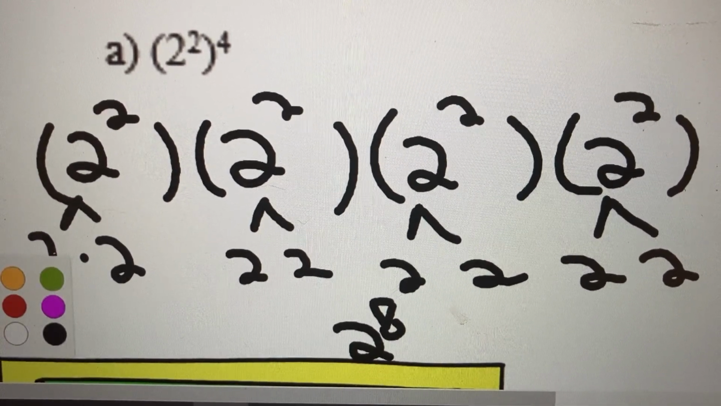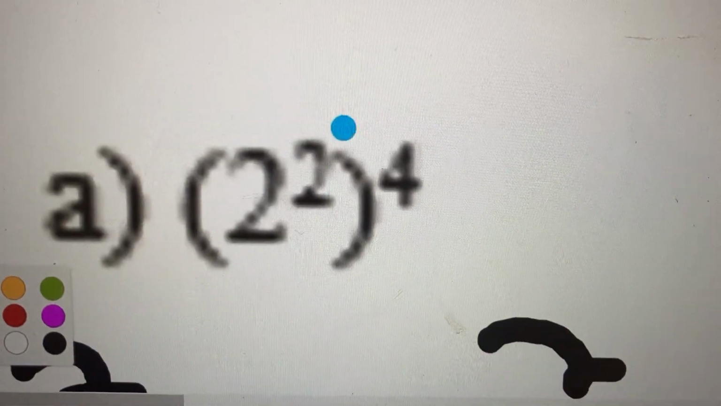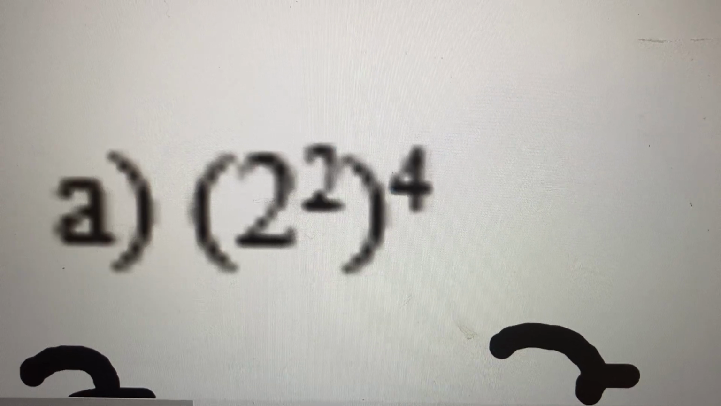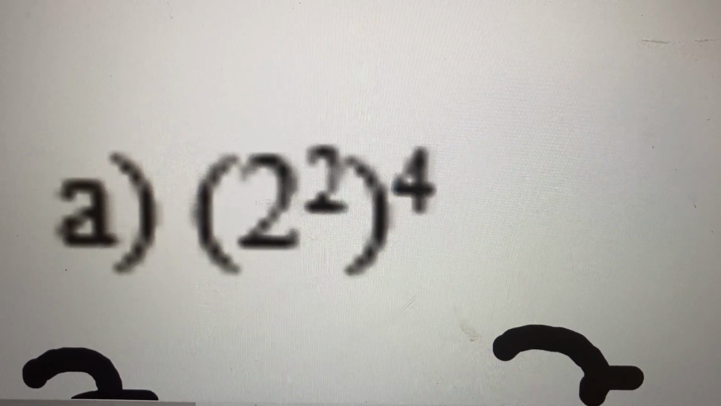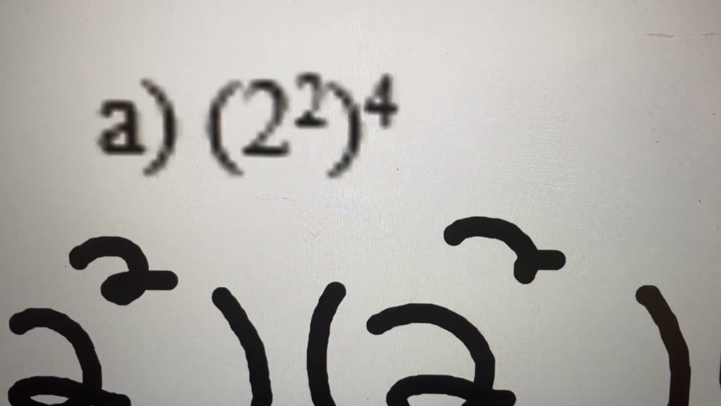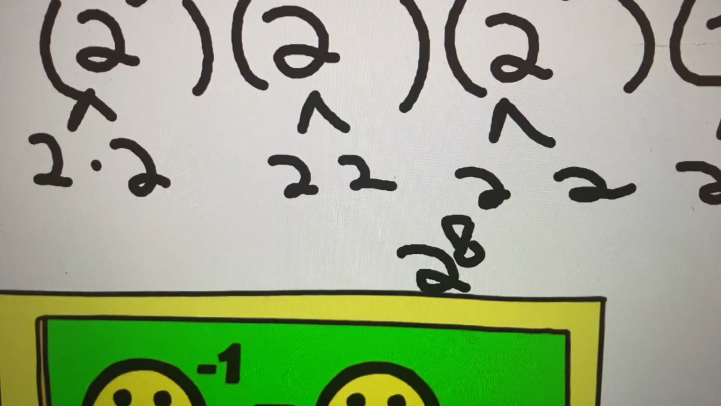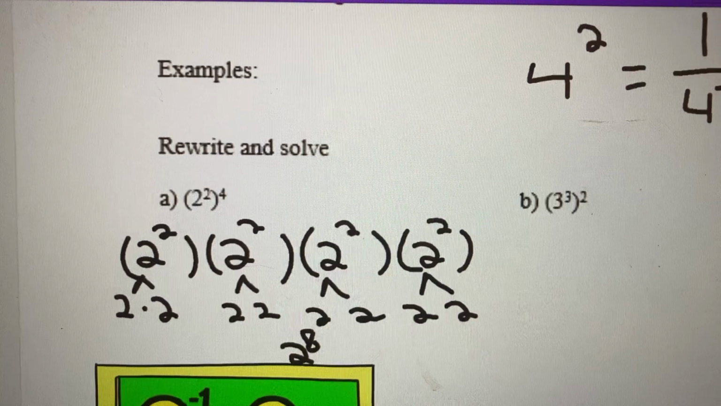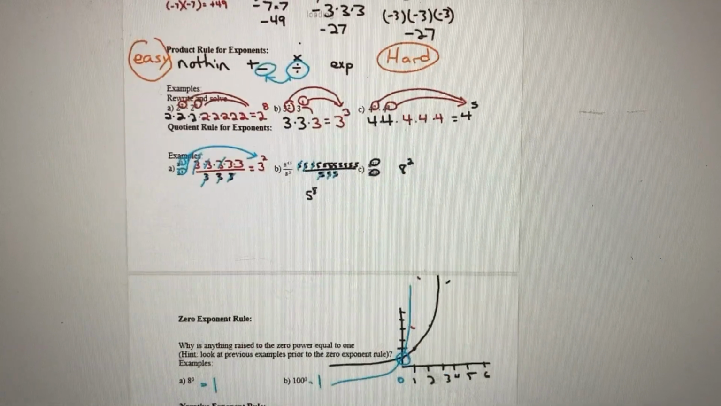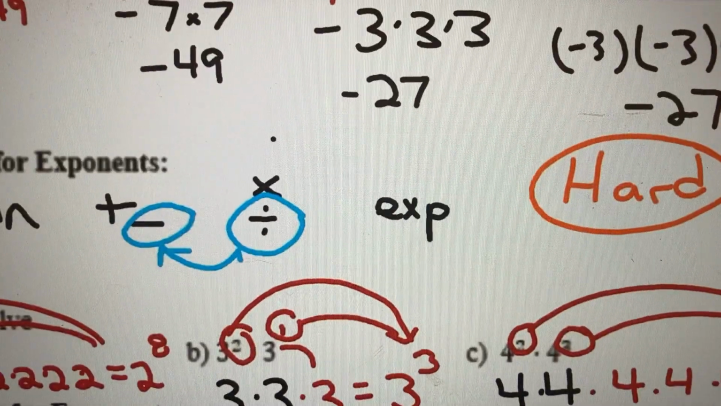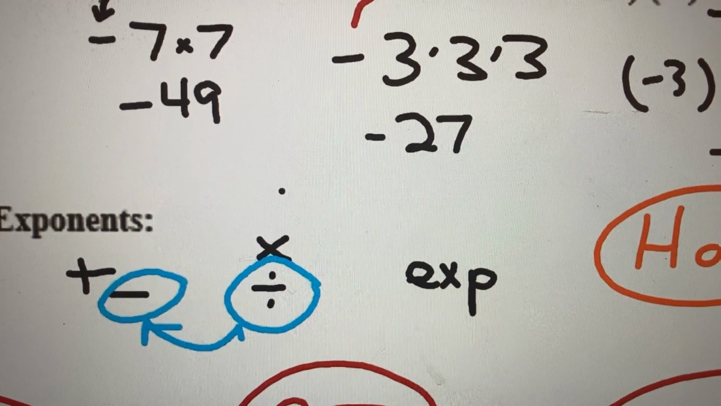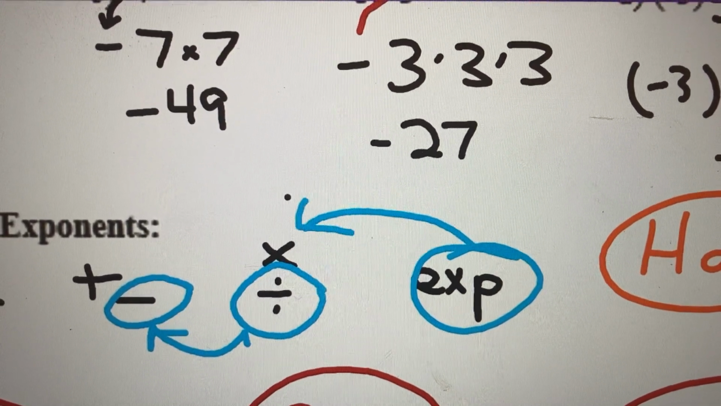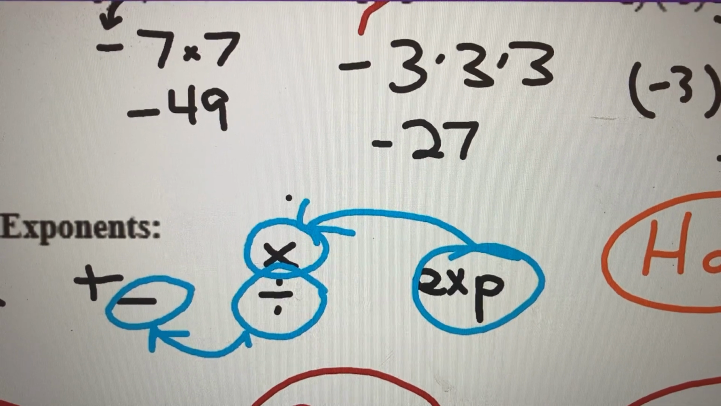Notice I could have gotten that by looking at my powers here and multiplying the 2 and the 4. So when you have a power raised to a power, you end up multiplying the exponents. Going back to our easy to hard diagram, when you have an exponent raised to another exponent, you do the next easier thing. In this case, multiply it.